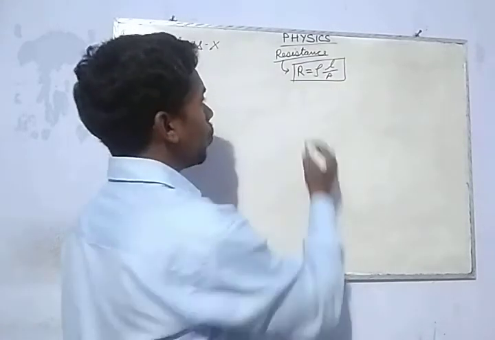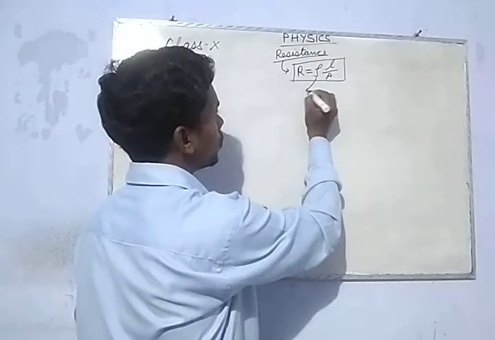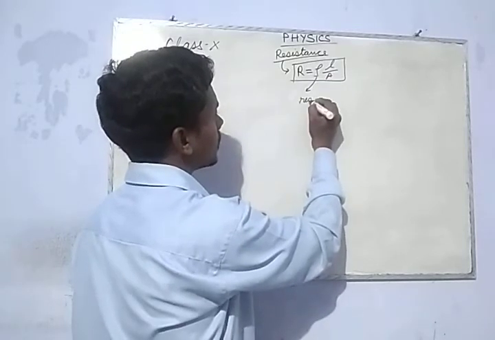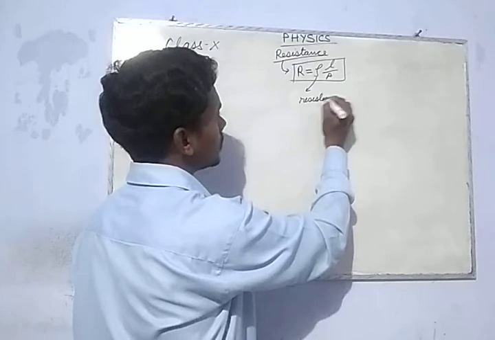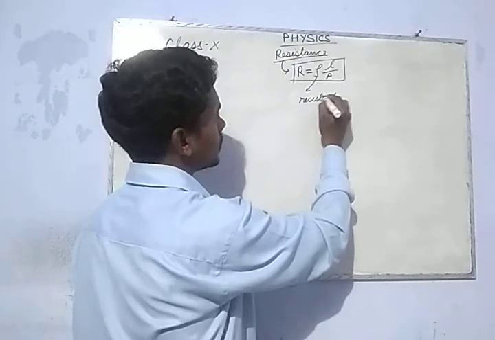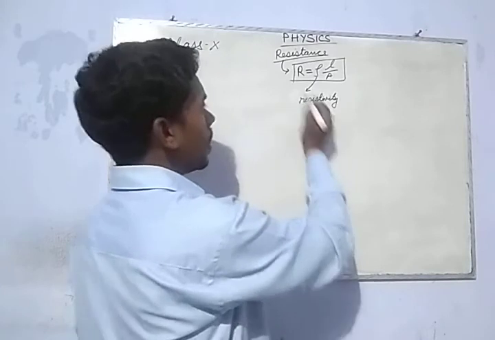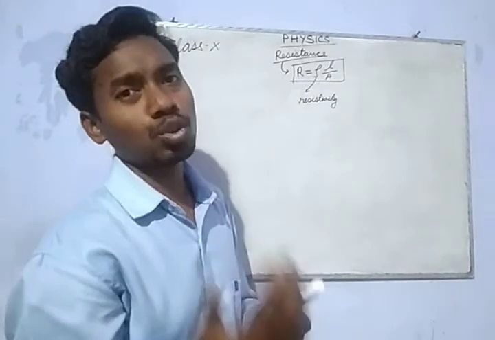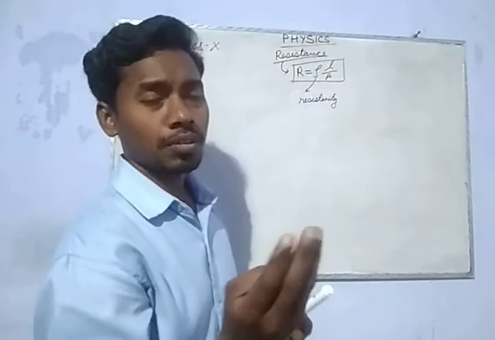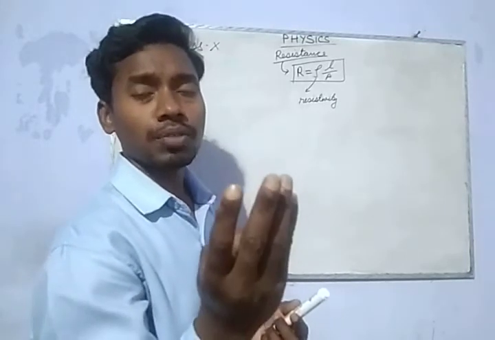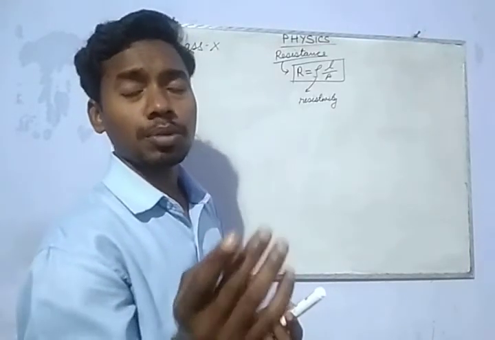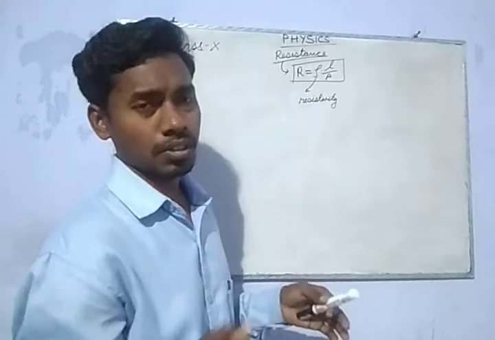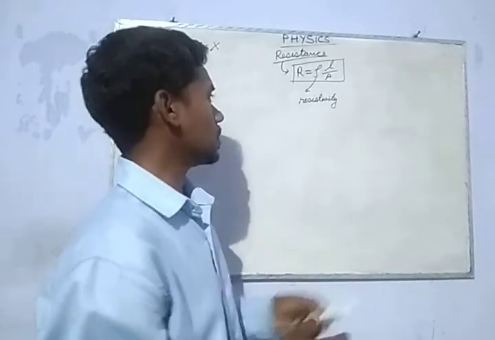Where rho is resistivity. This resistivity varies from material to material. For instance, resistivity is different for copper, different for brass, different for silver, gold, platinum. Different metals, different resistivity. So this is resistivity.